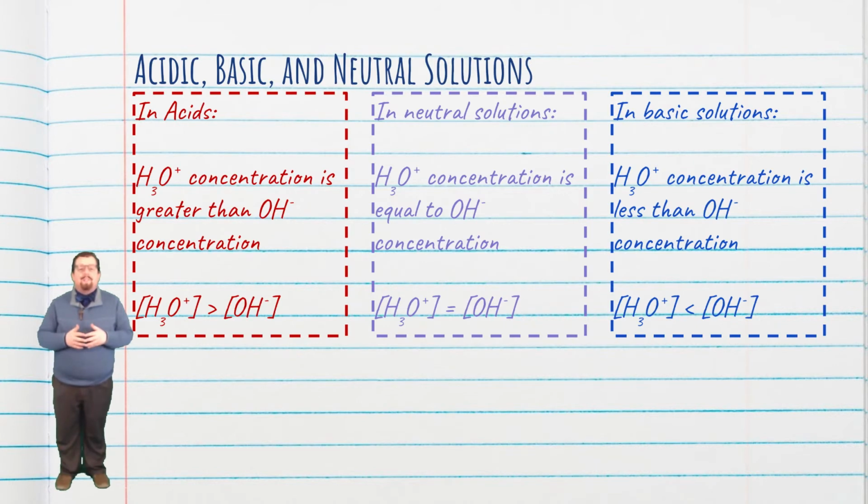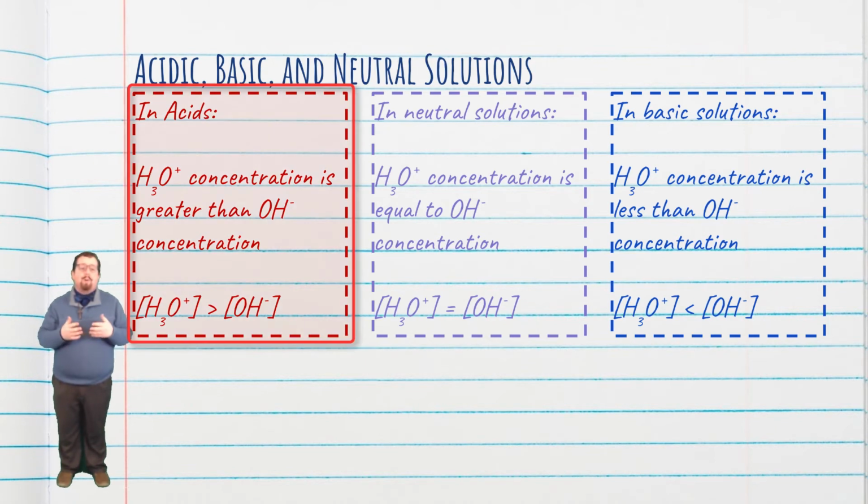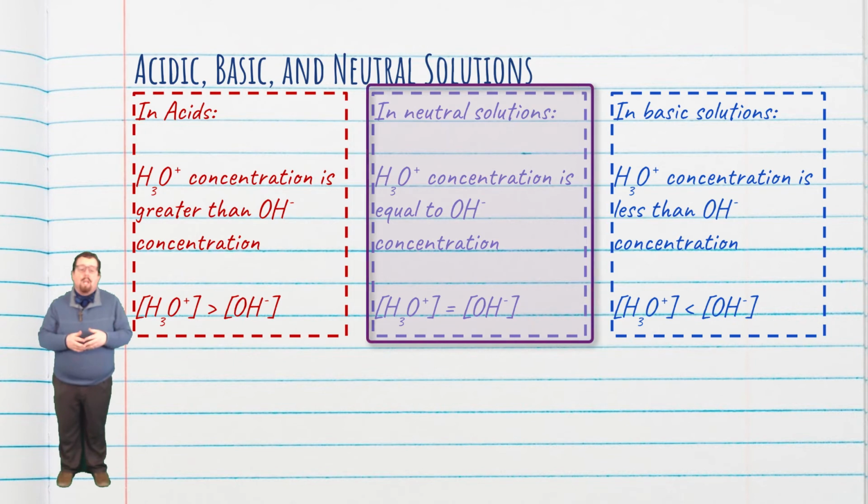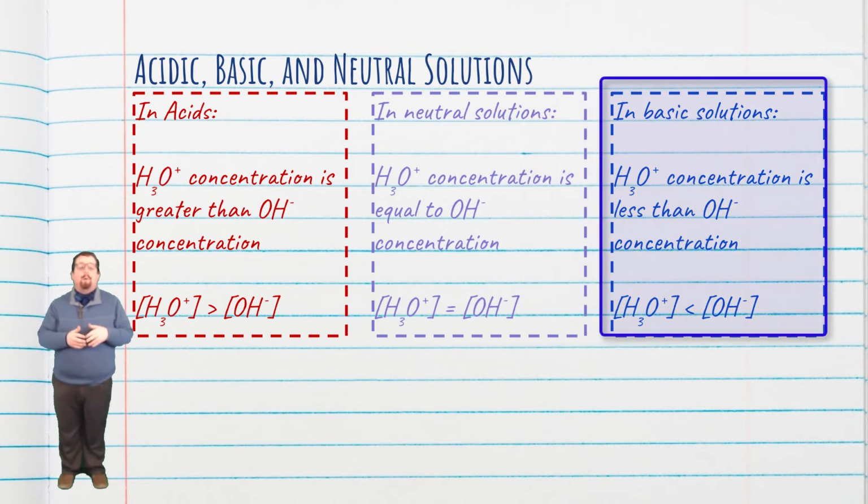Well, how do we know if a solution is acidic or basic? Easy peasy. If we have more hydronium ions than we do hydroxide ions in our solution, we have an acid. If we have the same amount of hydronium as hydroxide ions, it's neutral. And if we have less hydronium ions than we do hydroxide ions, it's a base.